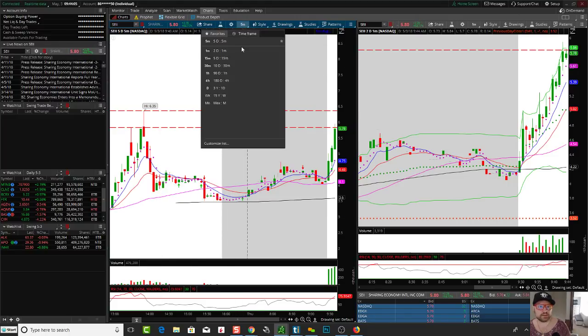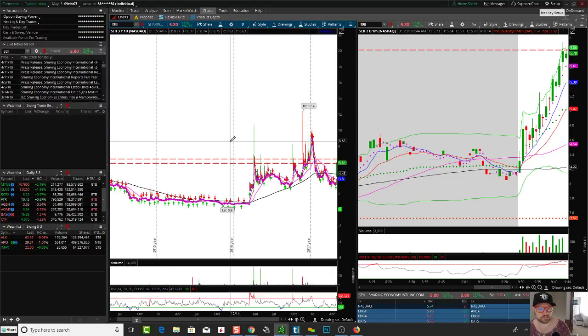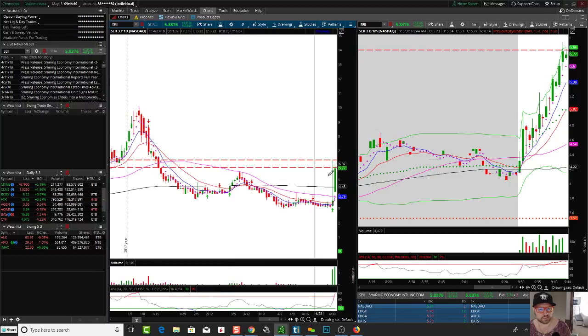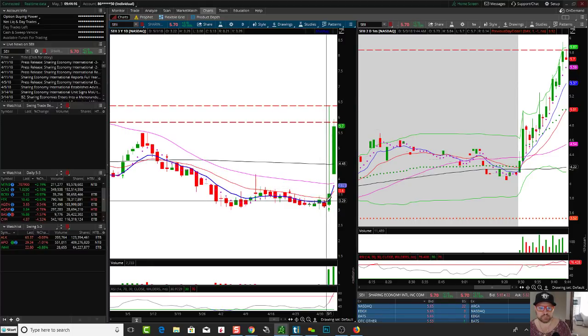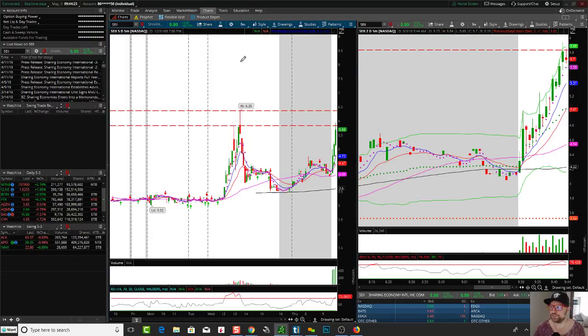Let's take a look at the daily. Right here, look at that. Pump right up. Perfect example. It pumped all the way up yesterday to 6.36. Boom. So this is a test right now for it. Don't chase.